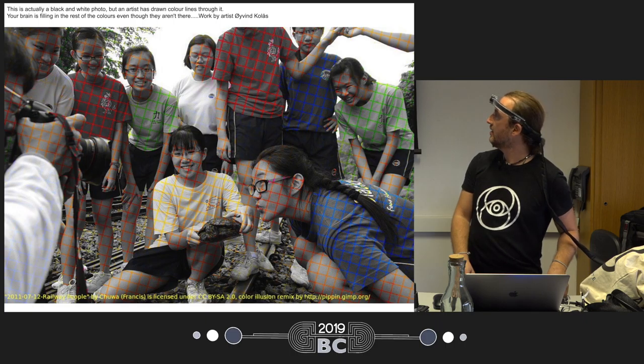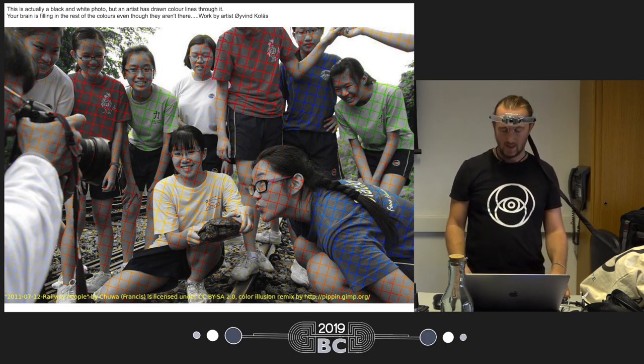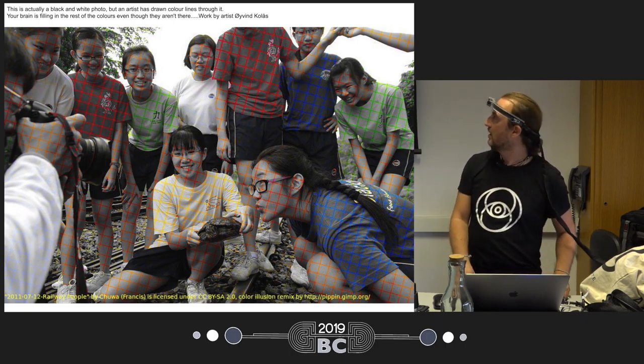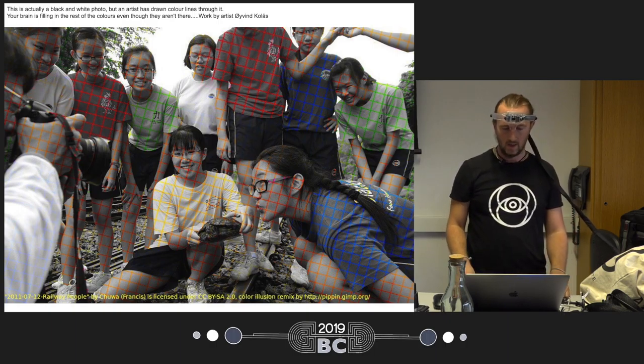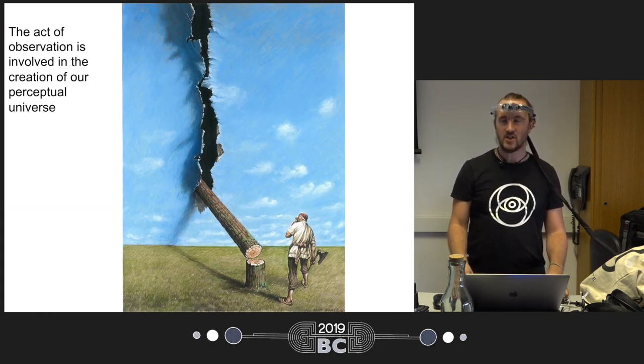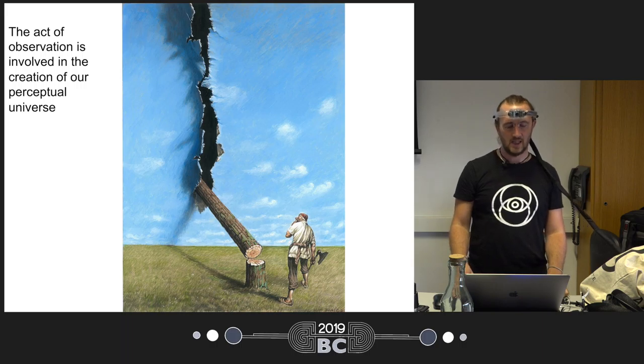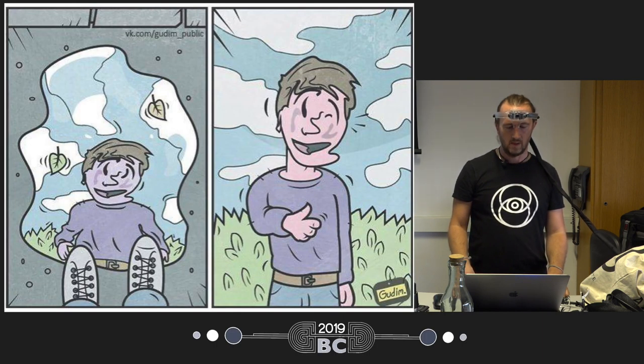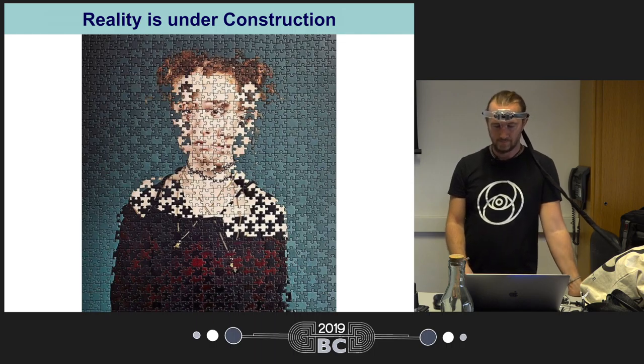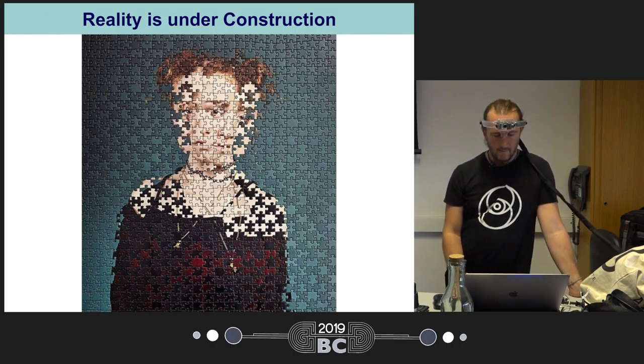So, for instance, here you can see this is actually a black and white photograph that's being cleverly manipulated to look like it's color. So, the act of observation is involved in the creation of our perceptual universe. To what extent is debatable, but I think this is a nice way of symbolizing that. So, reality itself is under construction. And what does that mean? That's the kind of focus that we're going to have today.